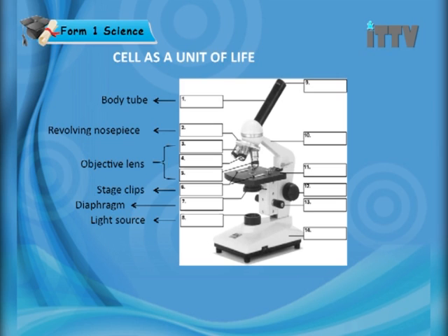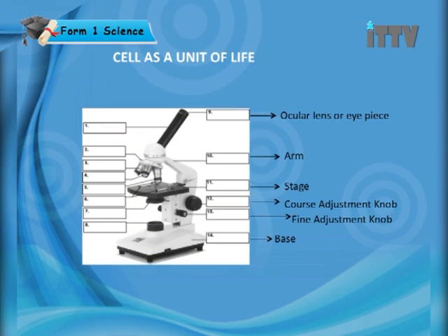So what about the other structures of the microscope? Number 9 is the ocular lens or eyepiece. Number 10 is the arm. Number 11, the stage, where you place your slide, of course. Number 12 and number 13 are both the coarse adjustment knob and the fine adjustment knob. And lastly, number 14, we have got the base.